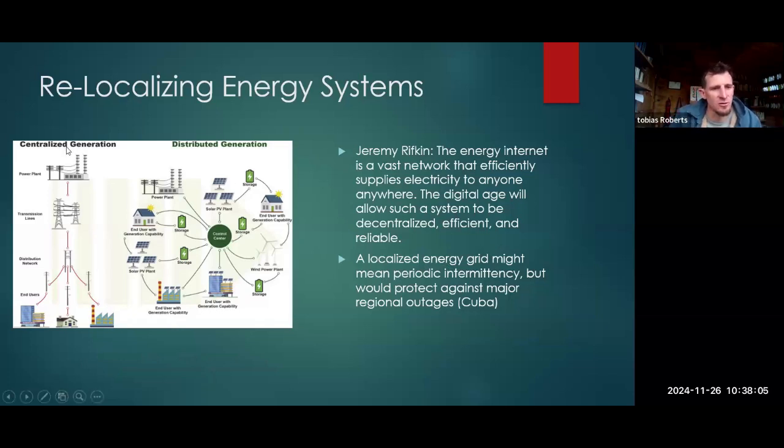So if you look at this graph, this is a graph of centralized electricity generation, where you have a power plant, goes to the transmission lines, a distribution network, and the end users. This idea of distributed generation through the energy network is a network that efficiently supplies electricity to anyone and everywhere. The idea is that within a localized community, within a bioregion, everybody is producing electricity. Everybody has solar panels, has wind turbines, has geothermal, has small scale hydroelectric generators. And all of this goes to a localized control center. So a small town, a city, a bioregion, and that is then redistributed to different parts of the bioregion.